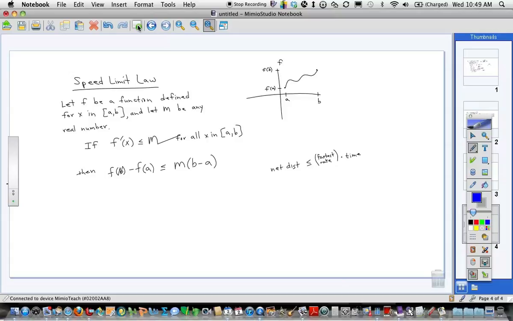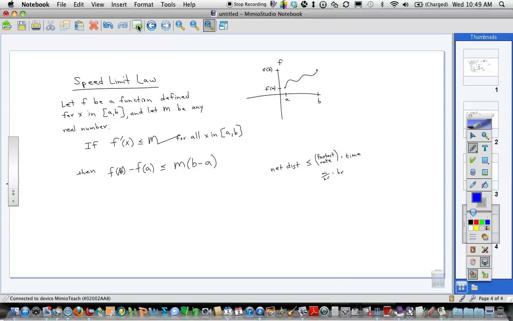Correct? So as we start to think about what all these things mean, this is saying if the fastest it moved was M, then this is saying that its net distance has to be less than or equal to its fastest rate times the time. Now remember, rate is miles per hour, and time would be in hours, so wouldn't that give you miles? Yeah. Okay? They have a sentence right above there that says this.